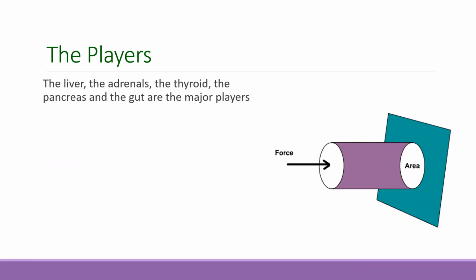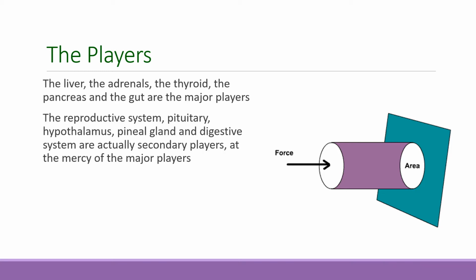The liver, the adrenals, the thyroid, and the pancreas, along with the gut, are the major players. The reproductive system, pituitary, hypothalamus, pineal, and digestive system are actually secondary players, and they're kind of at the mercy of the major players. So a lot of times problems in these areas aren't with them specifically as much as they are a problem with another area, like the adrenals, for example, affecting the hypothalamus.